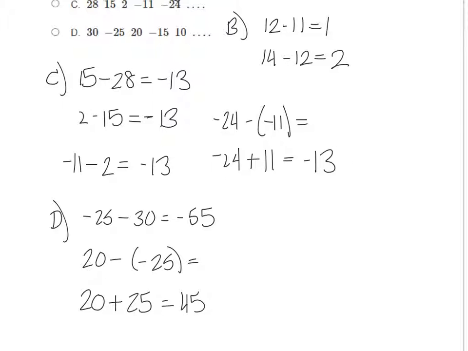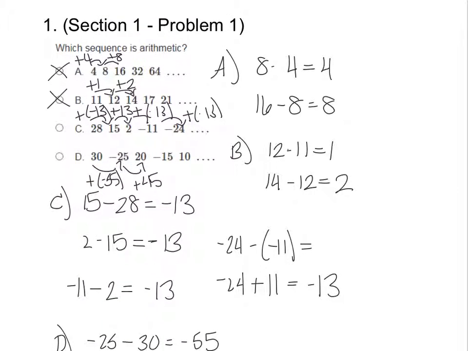45. So already, again, I do not have a common difference. I'm adding a negative 55 first, and then to go to the second term to the third term, I'm adding 45. So that is not arithmetic. So I can eliminate that one.